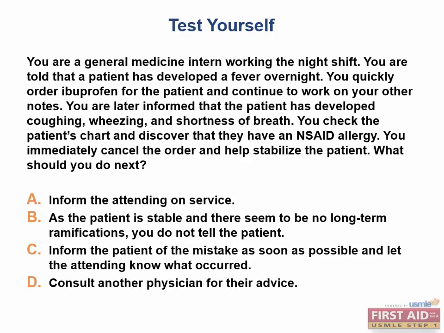Okay, let's practice this with a question that you might see on the boards. You're a general medicine intern working the night shift. You're told that a patient has developed a fever overnight. You quickly order ibuprofen for the patient and continue to work on your other notes. You are later informed that the patient has developed coughing, wheezing, and shortness of breath. You check the patient's chart and discover that they have an NSAID allergy. You immediately cancel the order and help stabilize the patient. What should you do next?